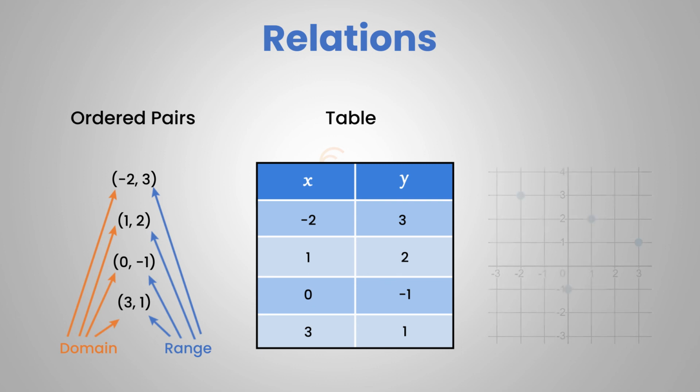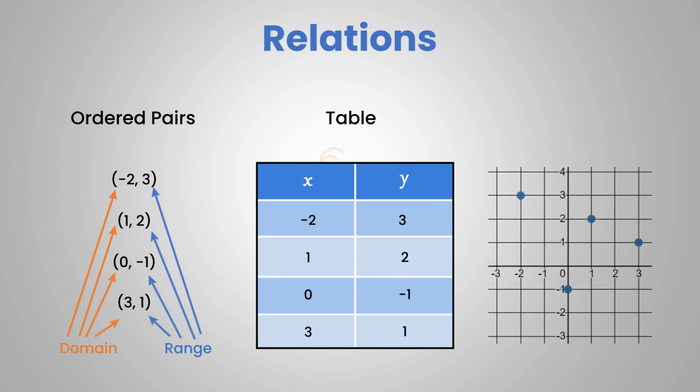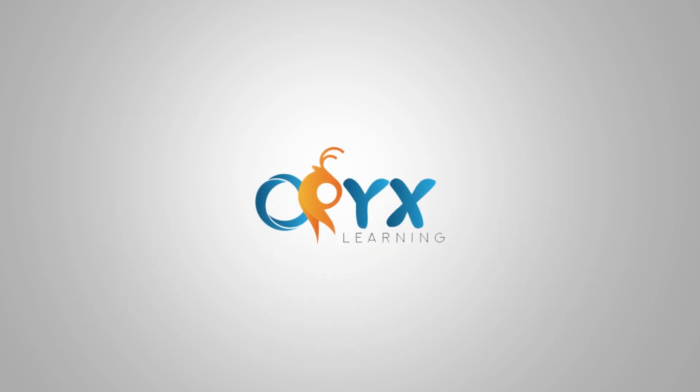And a third way we can represent a relation is with a graph. We could take all of the coordinates in the ordered pairs and plot them on the coordinate plane to create a graph. That is our lesson for today.